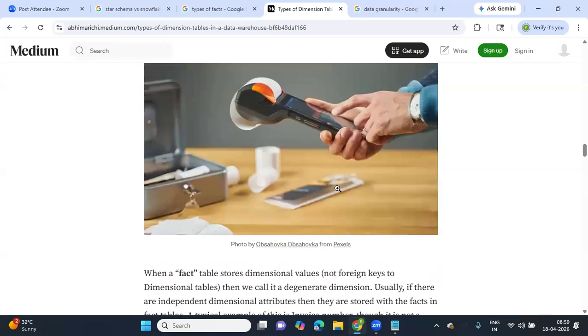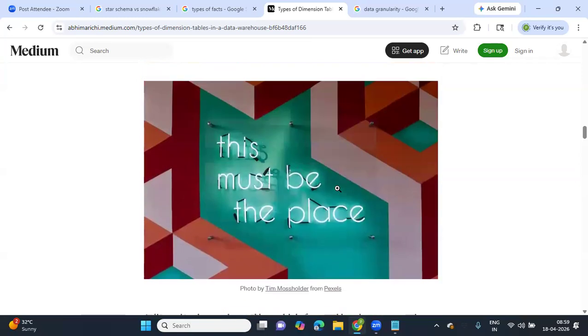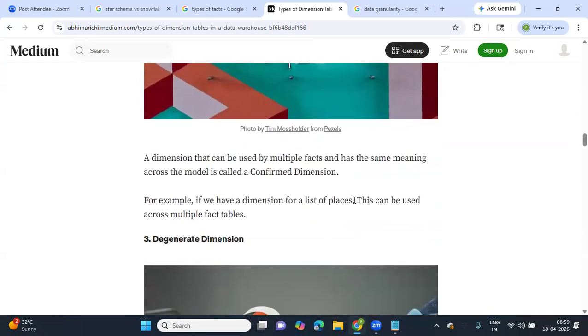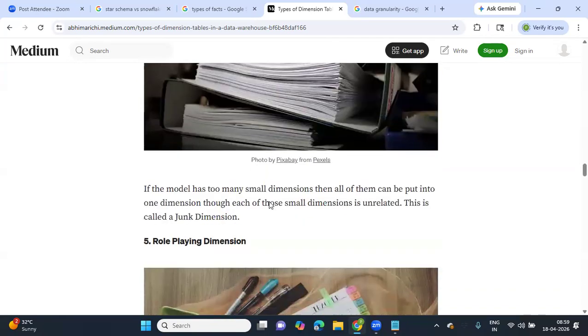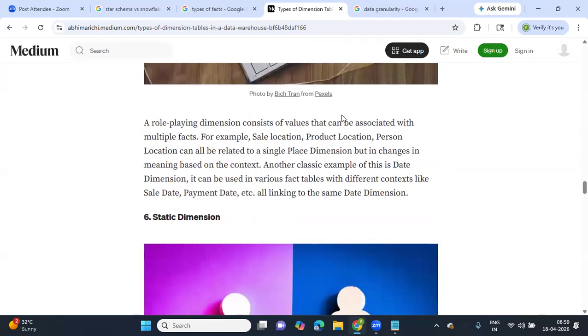Earlier in the conformed dimension, we have seen the list of places. It has the same meaning across multiple facts, right? It is referring to the same information across the multiple facts. Here also, it is referring to the same thing, but we have a location table. We are joining that with the sales table, then that becomes the sales location. If the location table is joined with the product table, it becomes the product location, and if it is joined with the customer table, it becomes the customer address.